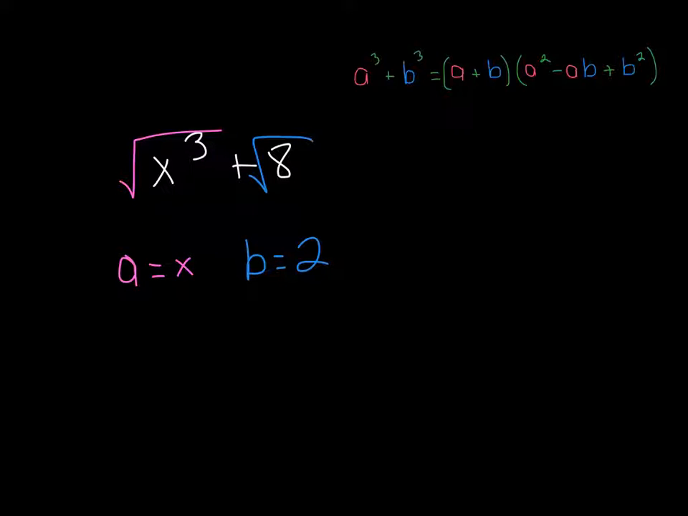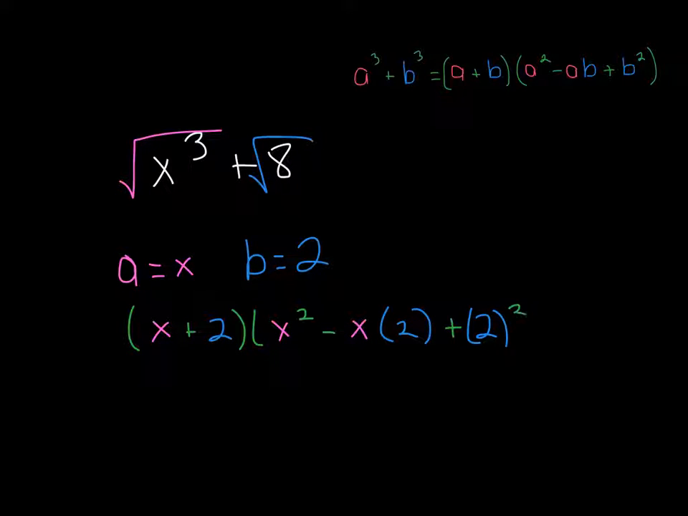Now, we just plug them into the formulas. All the A's become x, and all the B's become 2. And then we have x squared minus A, which is x, times B, which is 2, plus B squared, which is 2 squared. And then let's go back and simplify to get our final answer.